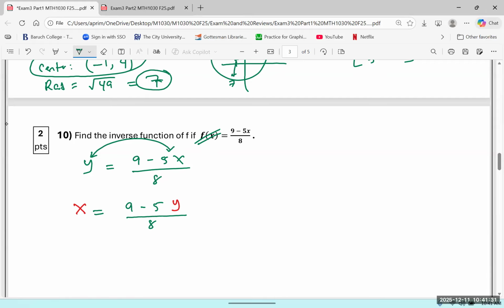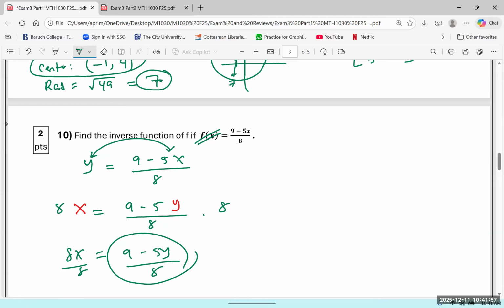So most people actually are able to do these two steps. And then many people got it wrong. What they did, they multiplied both sides by 8, which is great. So they got 8x equals 9 minus 5y. And then they forgot that they are supposed to be solving for y, not solving for x. So they divided by 8 again and said, oh, this is our inverse. I was like, really? What are you thinking, guys?